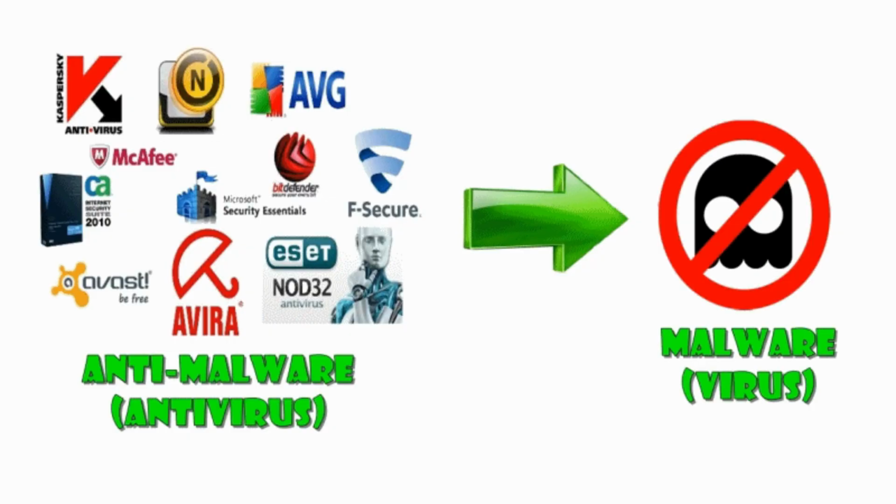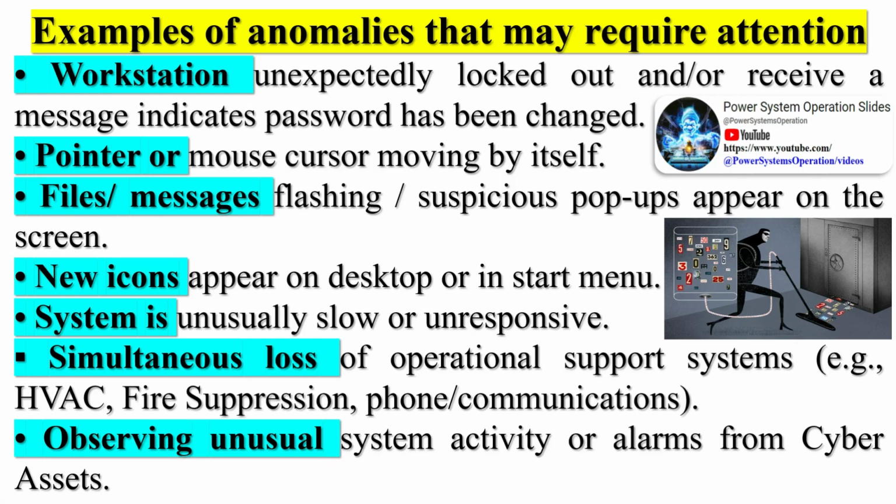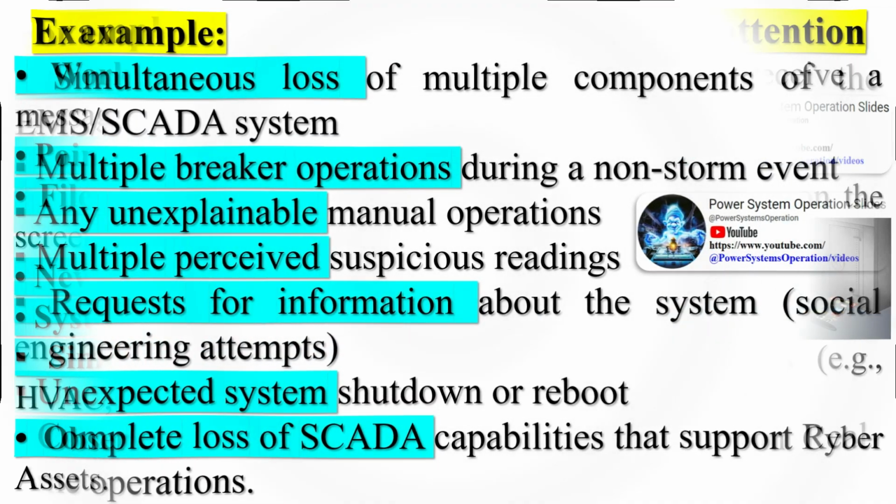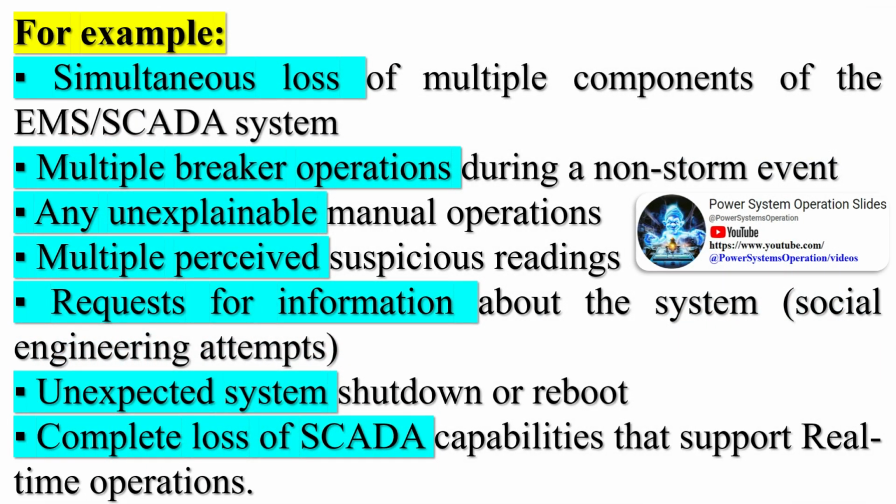Simultaneous loss of operational support systems, e.g. HVAC, fire suppression, phone communications. Observing unusual system activity or alarms from cyber assets. For example, simultaneous loss of multiple components of the EMS, SCADA system. Multiple breaker operations during a non-storm event. Any unexplainable manual operations. Multiple perceived suspicious readings.